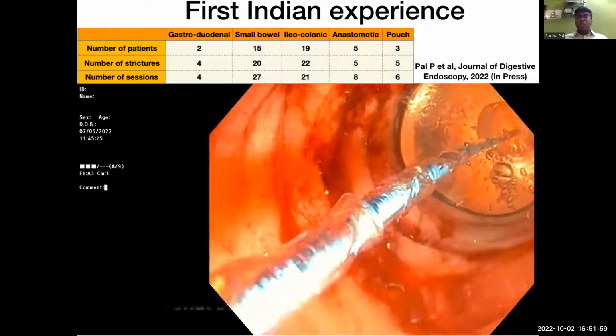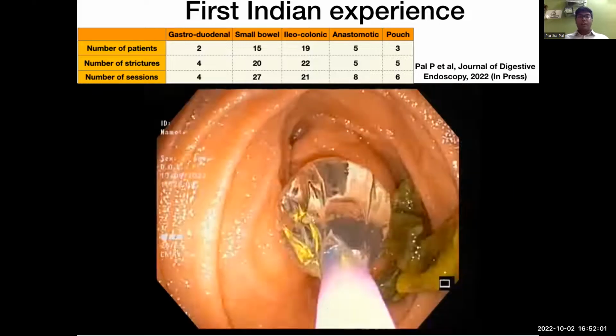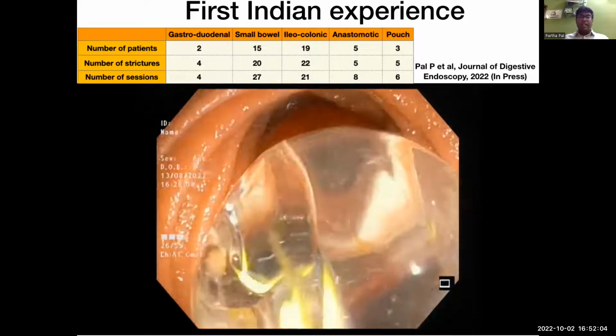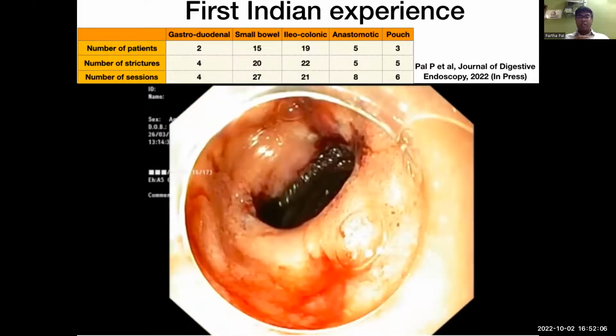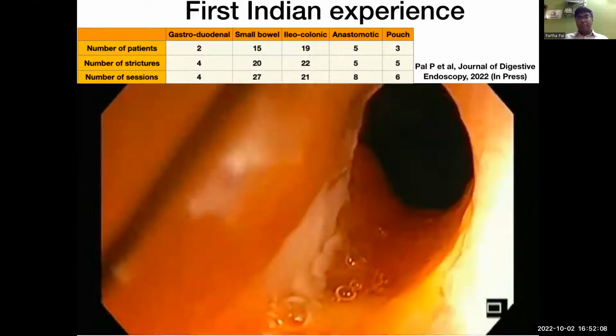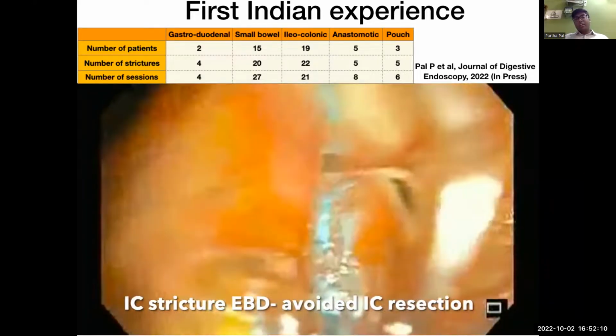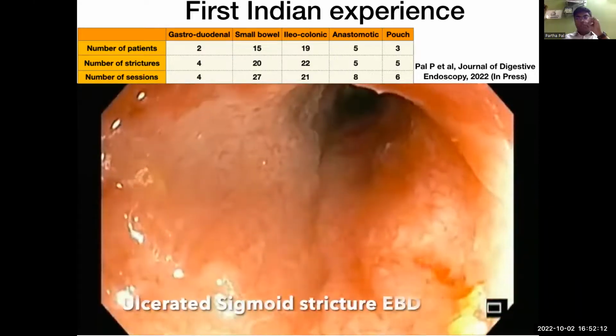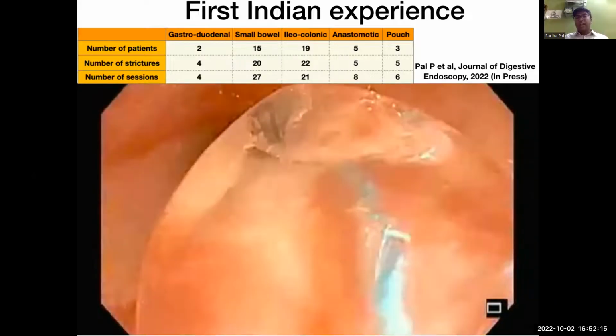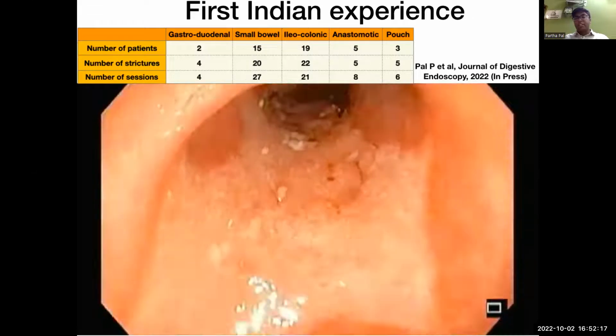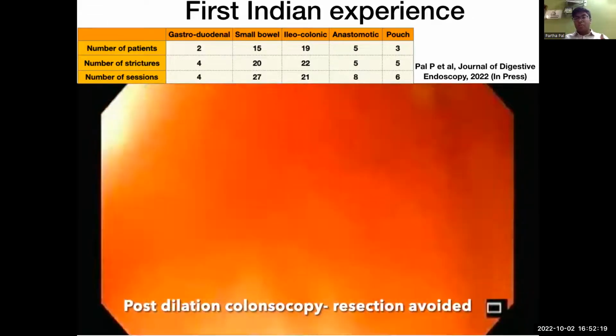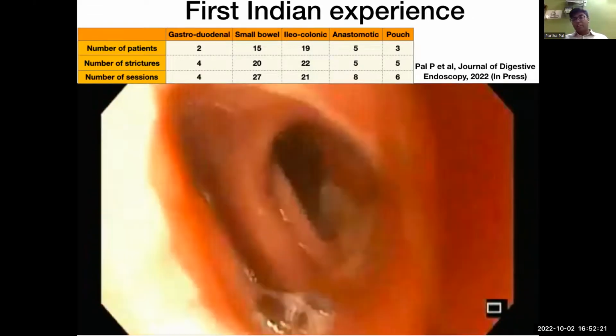And this is our experience. This is in press, and we have done almost 87 dilatations in 46 patients. Even that can help in avoiding surgery in a few patients. You can see this in ileocecal and sigmoid strictures. They were initially dilated and later on controlled with medical therapy, and until now they have avoided surgery.